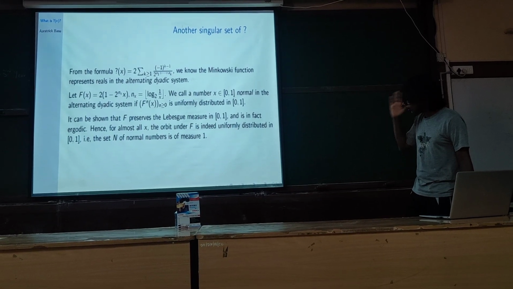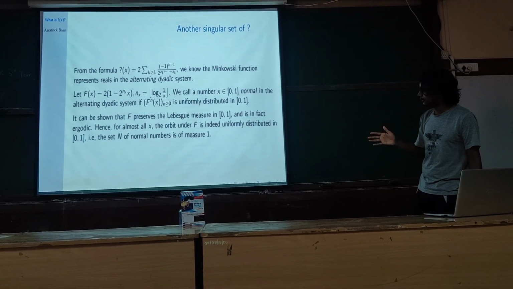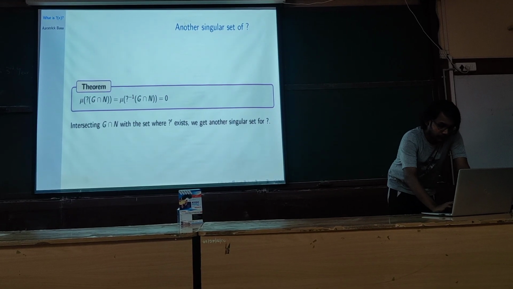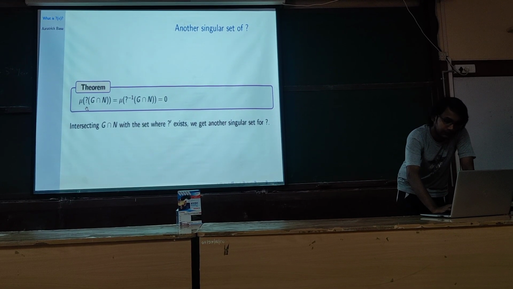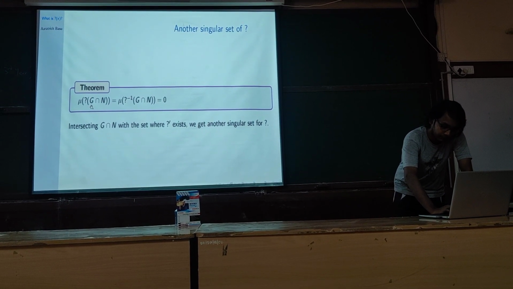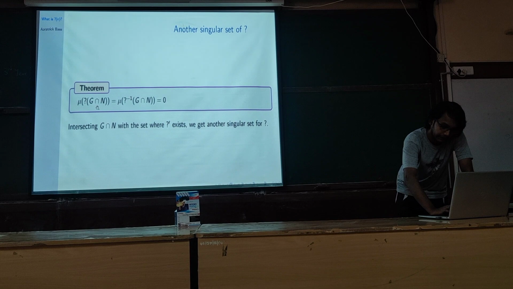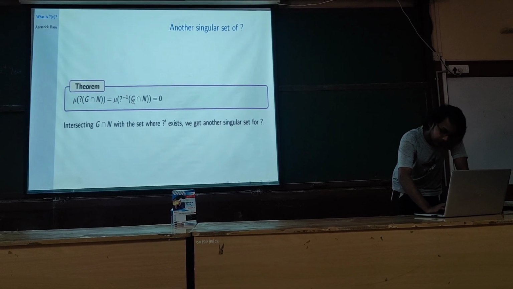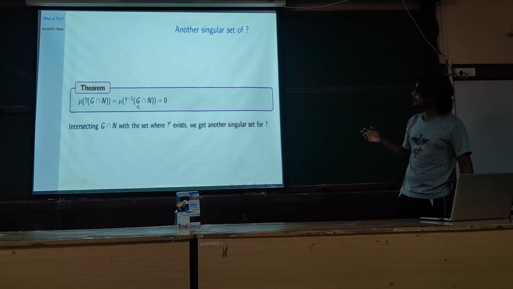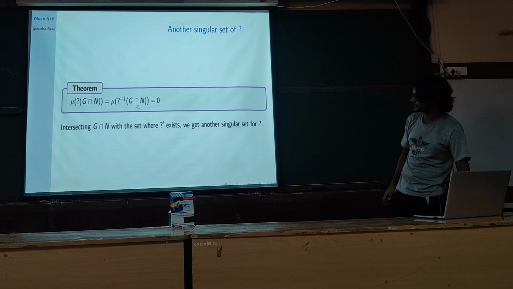So, but all we care about right now is that indeed this holds for almost all x. Right. So what is the theorem here? The theorem here is that the Minkowski question mark function maps this set G intersection N, and the inverse image of this set G intersection N, into sets so that the measure of these two sets is 0 in both cases.